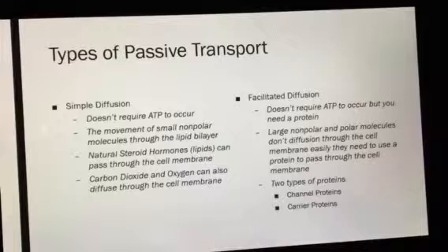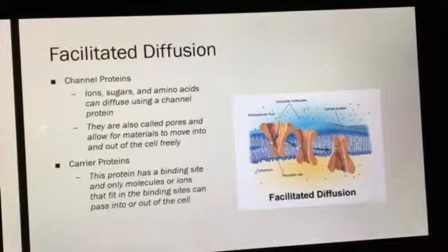Remember we said last lesson that polar molecules cannot move through the plasma membrane without the assistance of a protein. Basically, the nonpolar heads won't let them pass through. And so because they're not able to diffuse easily, we have to use these proteins to go through. So let's talk about channel proteins first. Channel proteins are going to move things like ions, sugars, amino acids, and water. These are using channel proteins.